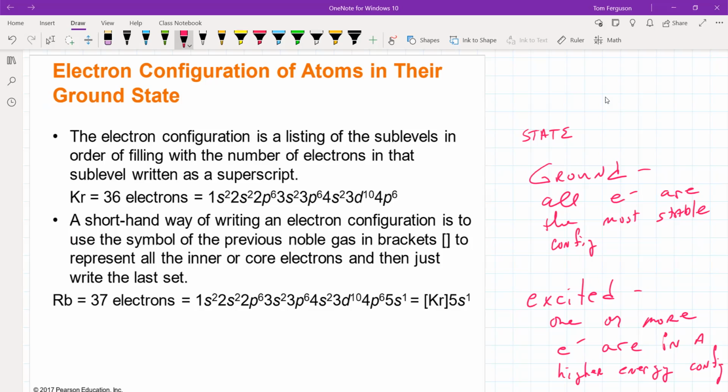37. So this keeps going out until we fill out all 37 electrons.